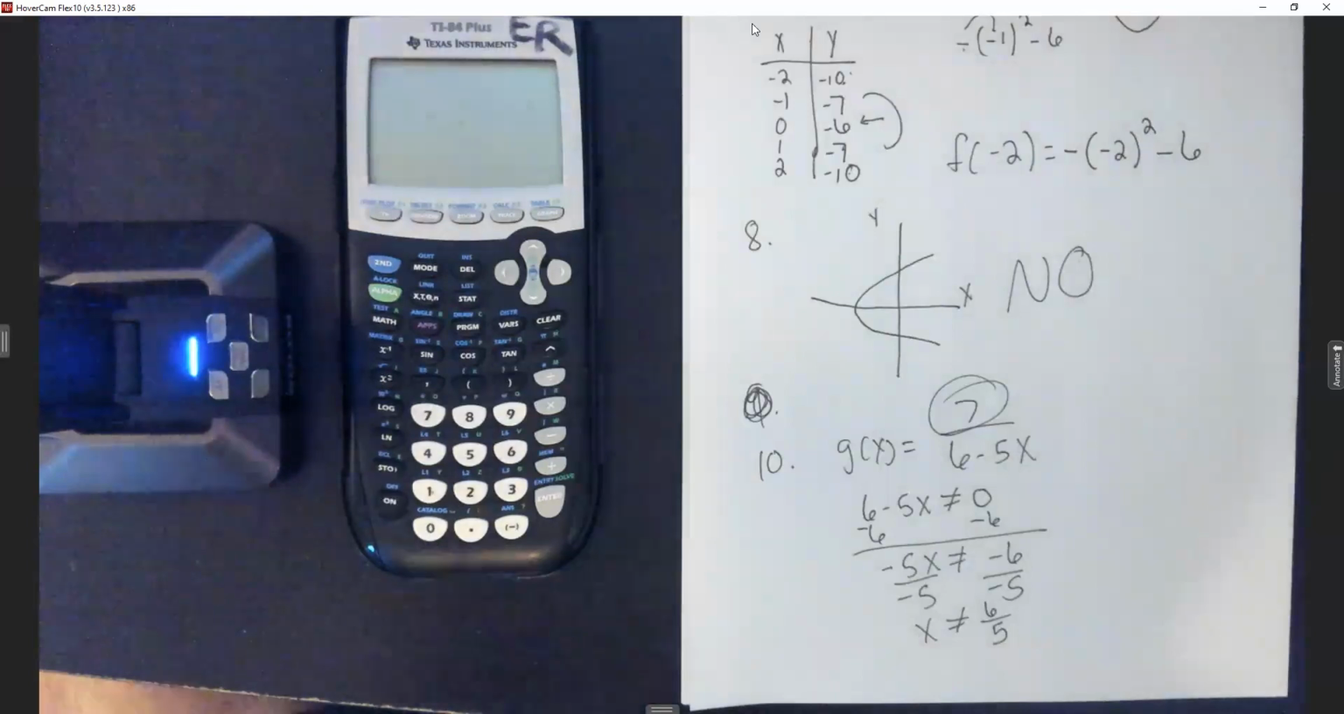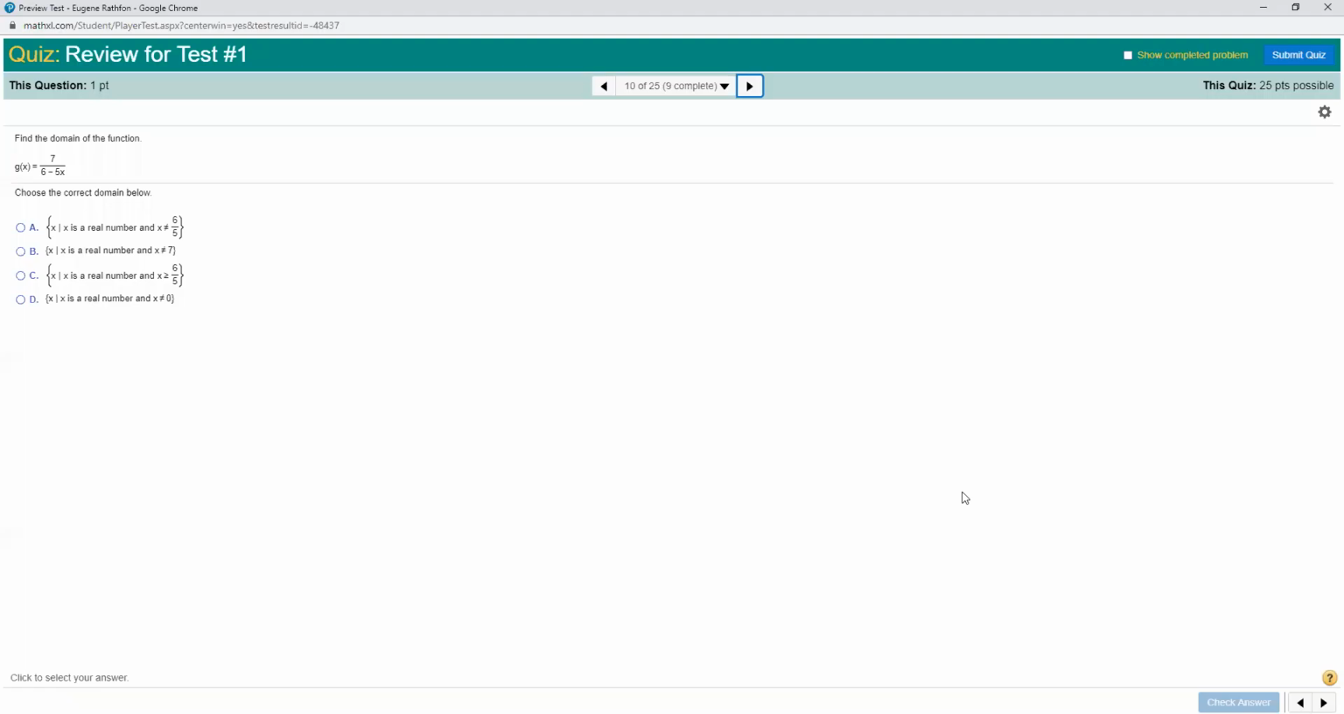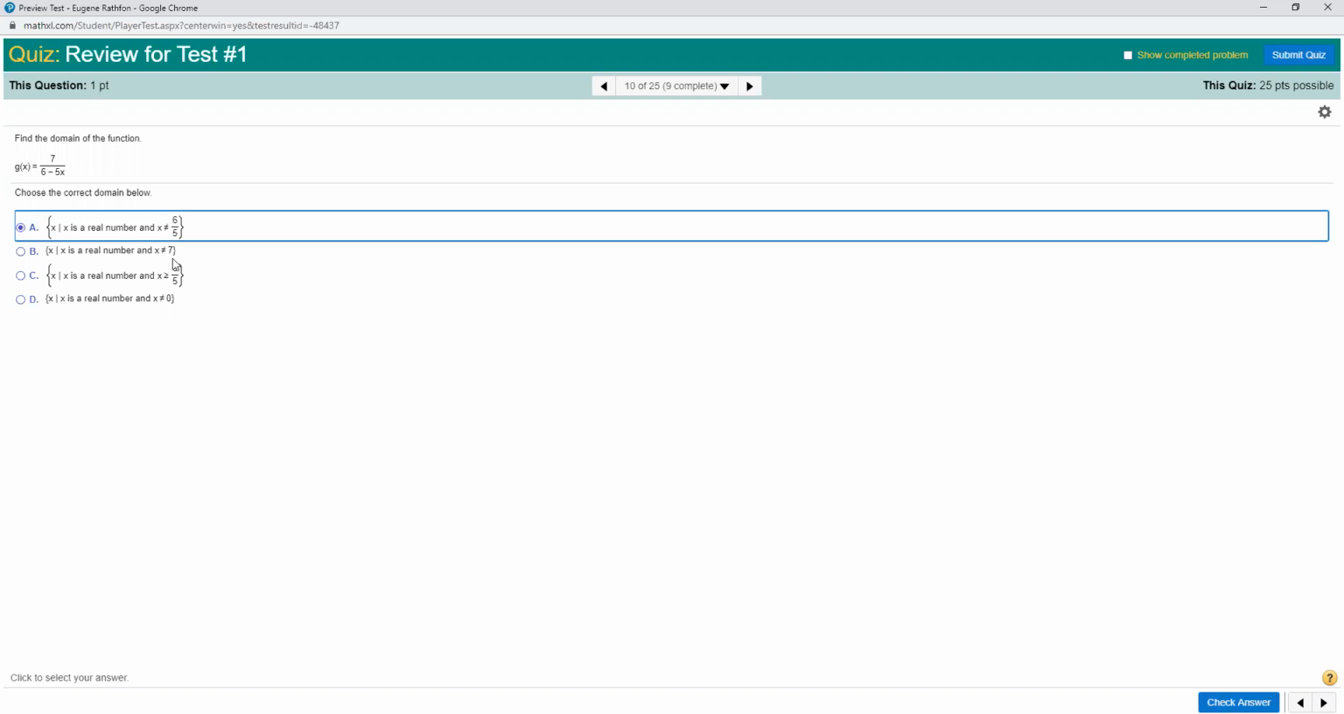All right, so let's see if I can get y'all shared back to the screen. So notice over here, x cannot equal 6/5, which is what we got, so we know it would be A. But notice right here, they messed with the top, which we didn't. This one right here, C, they're using greater than or equal to. Well, that's not true. It could be less than 6/5 and still work. It just cannot equal 6/5.